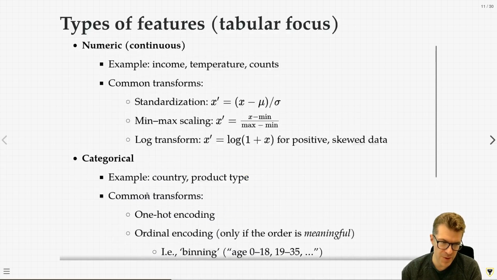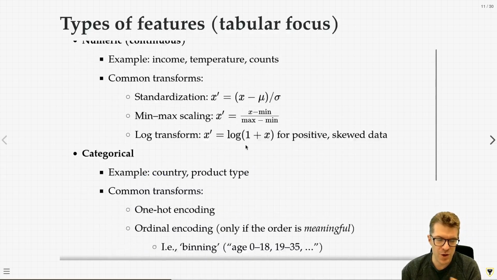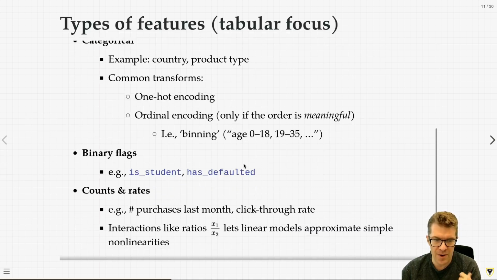This is sort of somewhere between a tabular focused re-representation of our data, like we're talking about right now, and the kind of domain expertise sort of feature engineering.